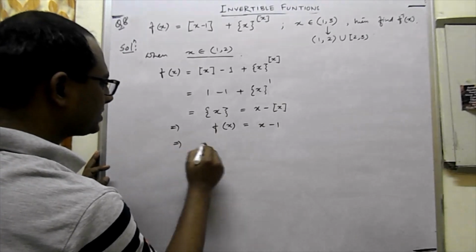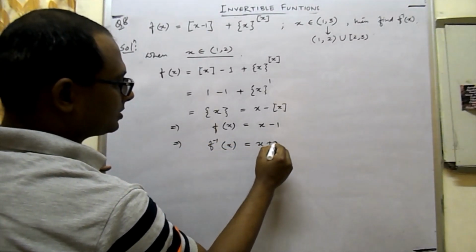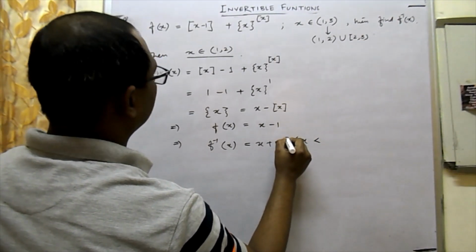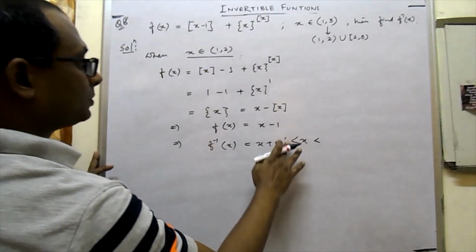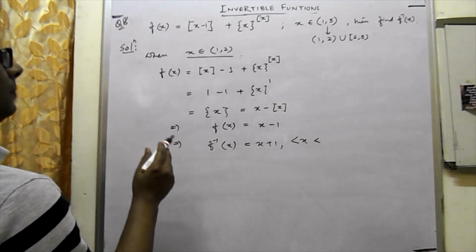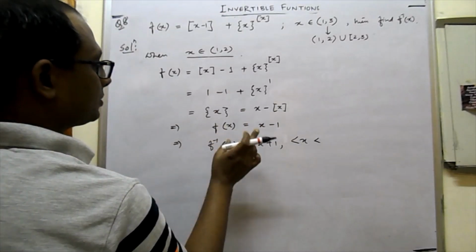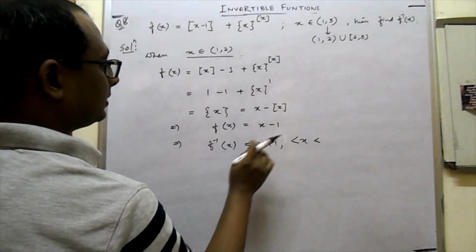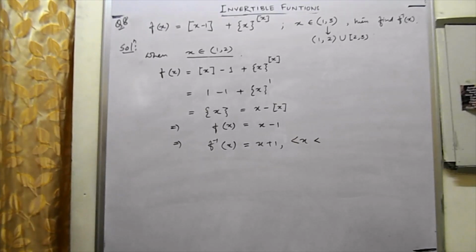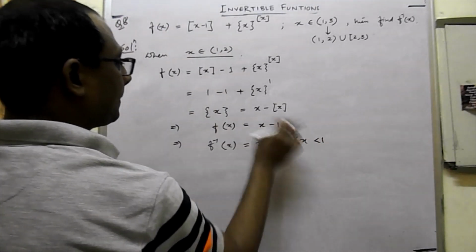So what will be f inverse of x then? f inverse of x will be simply x plus 1 when x is lying between 1 to 2. So x is lying between 1 to 2, so f inverse of x will lie between 0 to 1, right, from here.